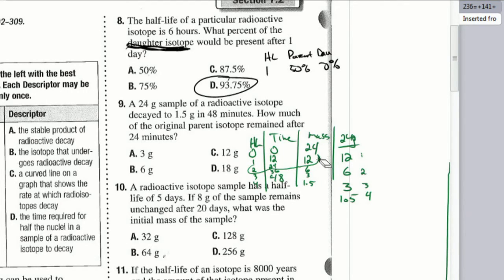My line didn't line up very well there. First half-life was 12, second half-life was 6, which was B. Definitely a hard question. Kind of a lot of thinking involved there, but these little tables will help you out if you draw them properly.